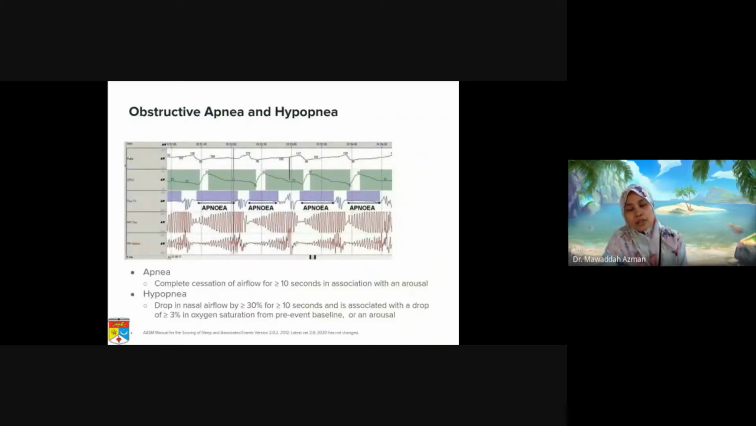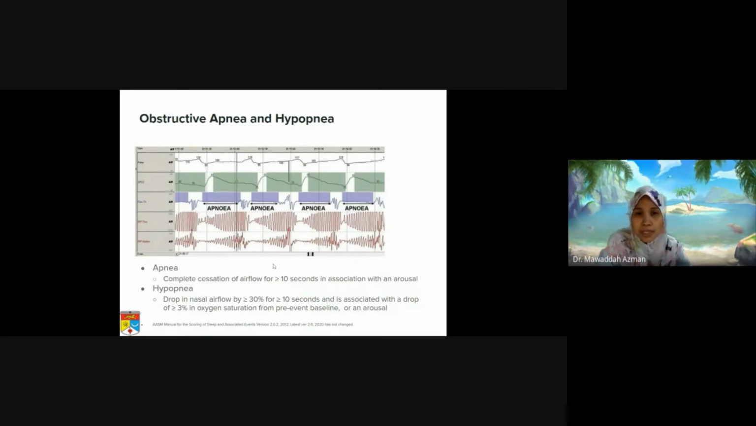So when you're looking at the polysomnogram, what is most important is whether the patient has obstructive apneas or hypopneas. Since its first description in 1965, the definition of apnea has never changed. Apnea was defined as a complete cessation of airflow. That means airflow obstruction of 90% or more, which occurs for at least 10 seconds or more, and is associated with an arousal. The definition of hypopnea, on the other hand, has evolved, where the criteria are now more strict to diagnose hypopnea.